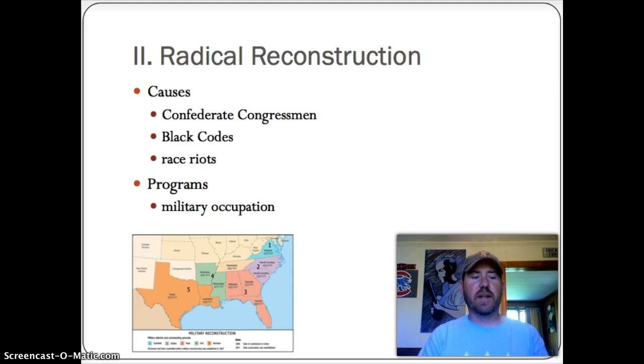Some of the causes of radical Reconstruction: number one, some Confederate congressmen were reelected. Also, black codes are being instituted in the South during this time, which are, in the views of the radicals, leading back towards slavery. And also, there's a lot of racial tension and riots going on. As far as the main program of it, military occupation or military Reconstruction ends up coming out of it. But like I said, we'll deal with it more in depth in class, but be aware of these basic components.